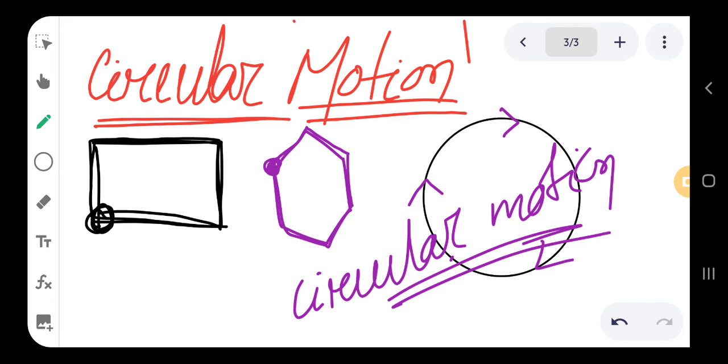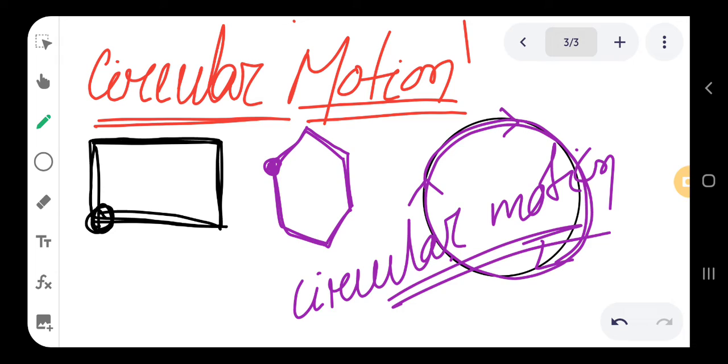When we swing a stone tied with a thread, you can see in the book, there is an image of a boy swinging a stone, holding the thread. So this is a circular motion. When an athlete is running in a circular track, this is a circular motion. Many circular motions are there. So there is nothing actually in circular motion.